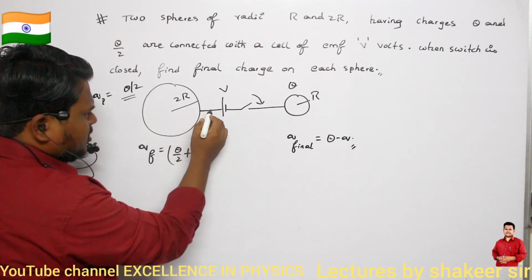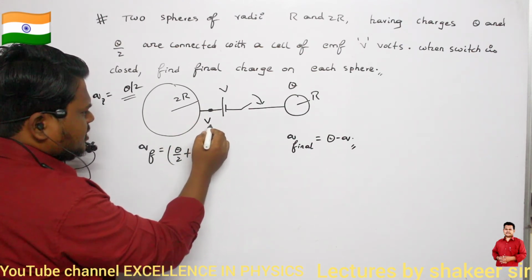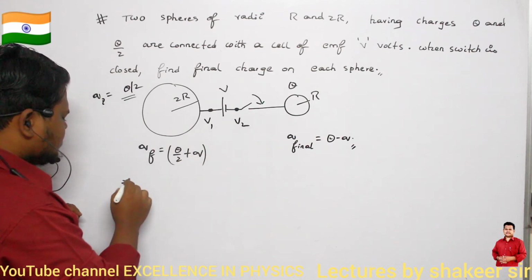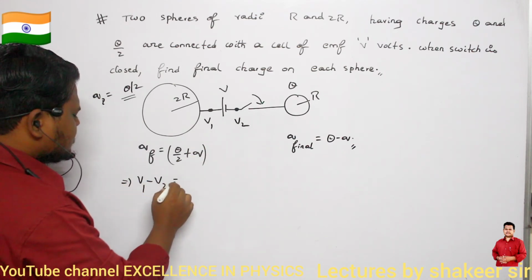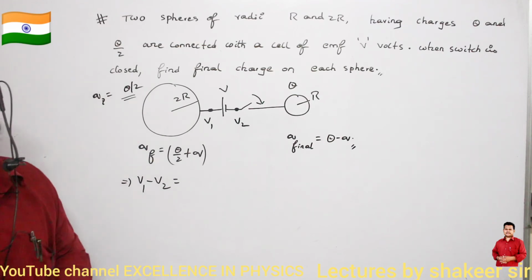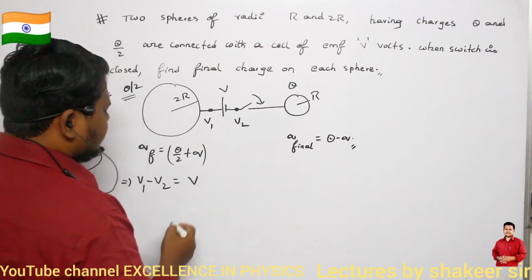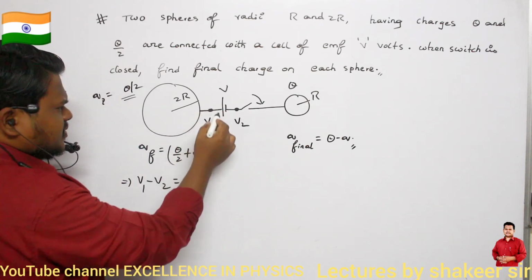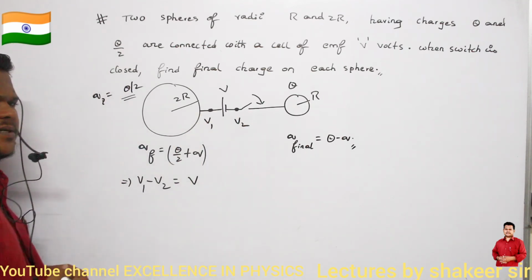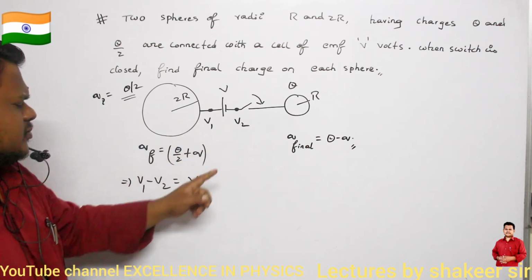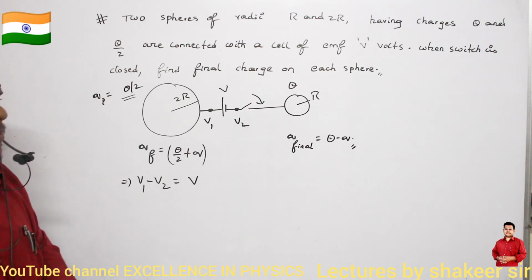When compared to this point, let the potential here be V1 and the potential here be V2. Then what is the difference V1 minus V2? V1 minus V2 is nothing but V, because the positive plate is always at a higher potential and the negative plate is always at a lower potential. So the potential difference between V1 and V2 is V. Are you able to understand?